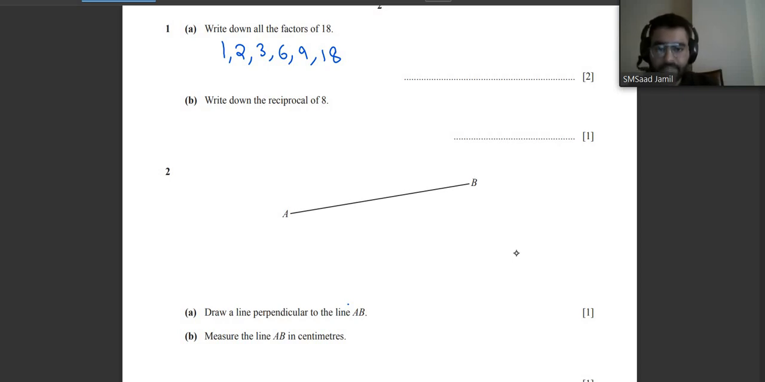Question 1 part B, it says write down the reciprocal of 8. So the reciprocal of 8 is 1 upon 8.